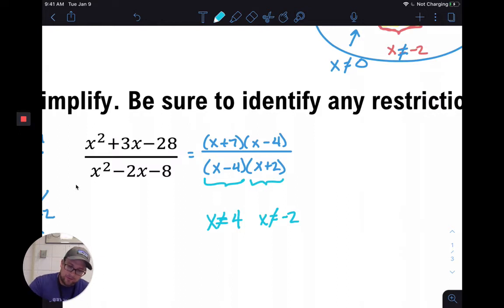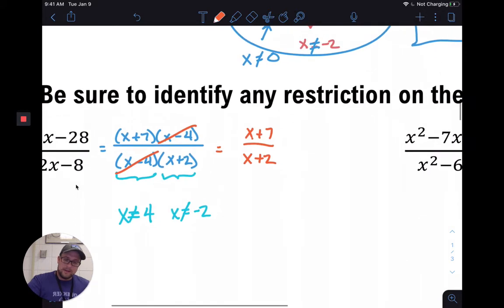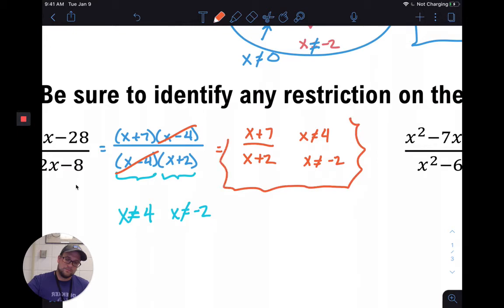Now, coming a little bit further with this, I see that I have an x minus 4 on the top and then on the bottom. So those will cancel, and we'll be left with x plus 7 over x plus 2. And then we just want to make sure we very clearly state in our answer that x can't equal 4 and x cannot equal a -2. Nice job.